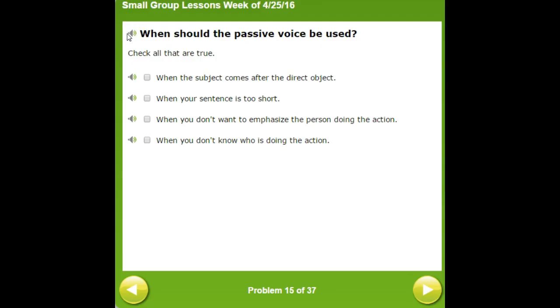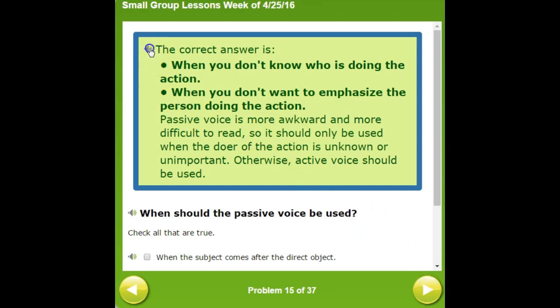When should the passive voice be used? Check all that are true. The correct answer is, when you don't know who is doing the action, and, when you don't want to emphasize the person doing the action.